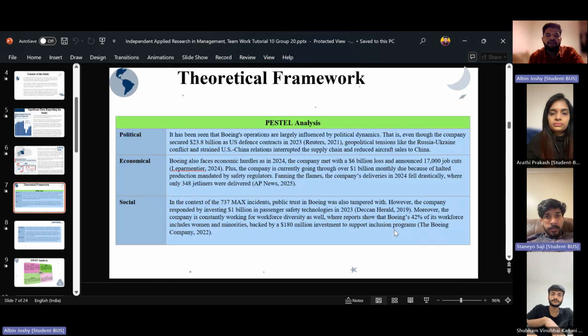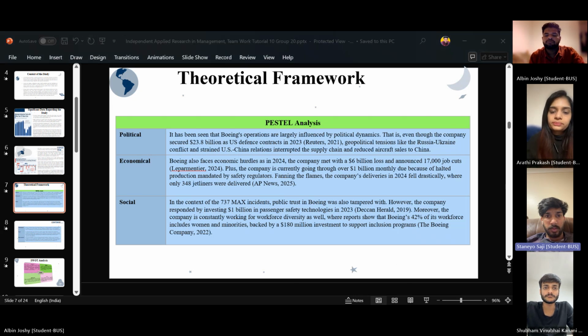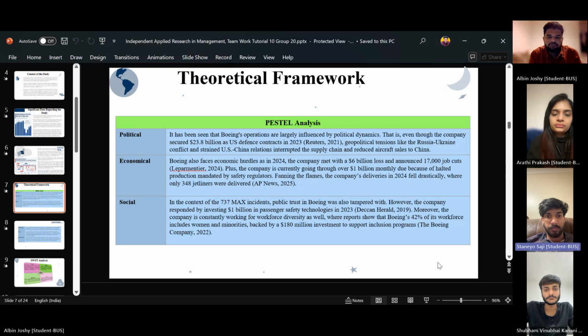So our next slide, the theoretical framework, will be explained by Stanio. I am Stanio Sachi, so I'm going to explain the theoretical framework, and the first one is PESTLE analysis. Now, let's explore the broader environmental forces at play through a PESTLE analysis. Politically, Boeing ties to government contracts, such as the 23.8 billion U.S. defense contract, which means geopolitical issues like the Russia-Ukraine conflict have a direct impact on Boeing's operations.